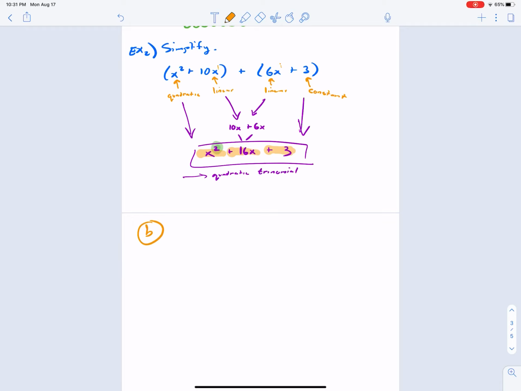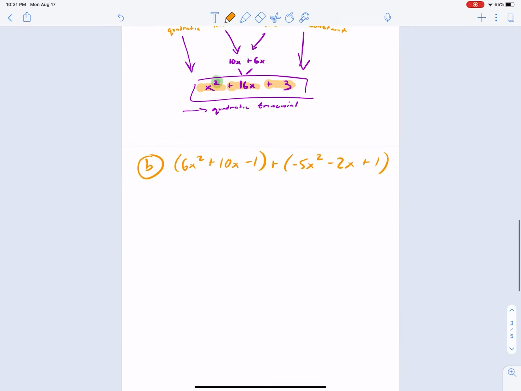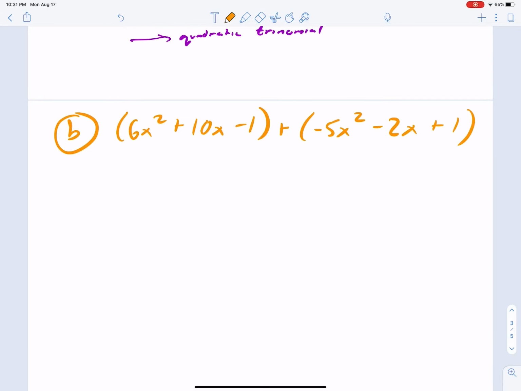Let's say I asked, well, what's 6x squared plus 10x minus 1 plus negative 5x squared minus 2x plus 1? Okay, there's a lot going on here. Play whenever you're ready, okay?